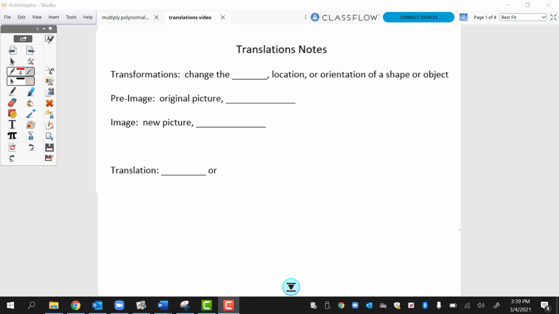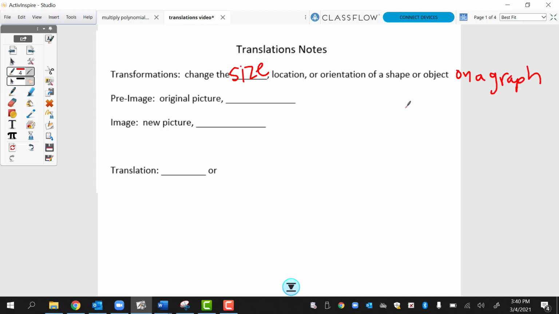Okay, we're moving on to a new topic finally. So the next topic we're doing is called transformations. Transformations is when we are changing the size, location, or orientation of a shape or object. Maybe we add on a graph.